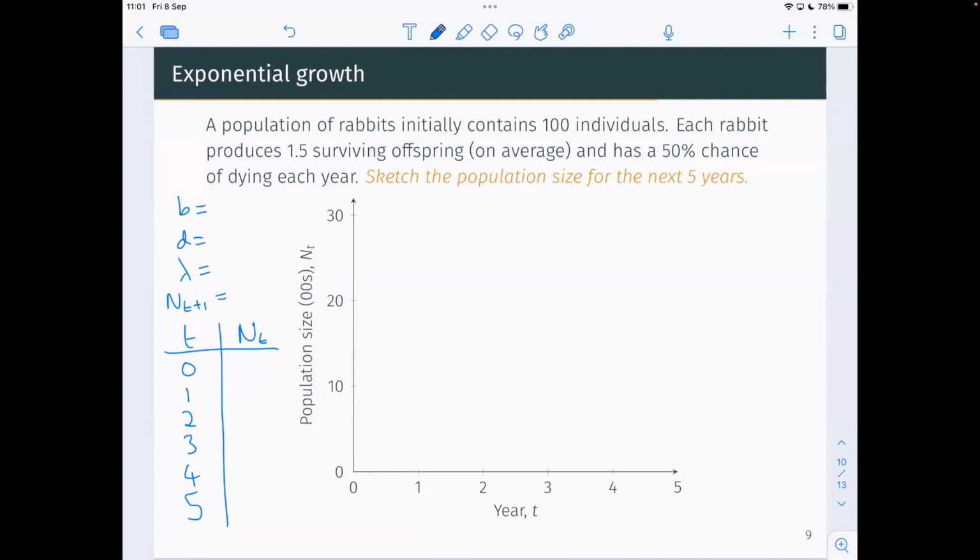Can anyone tell me what the value of B is? 1.5, yeah, so we can write that as just 3/2. D, 0.5 or half. And so lambda, 2. Yeah, so we have 1 plus 1.5 minus 1/2 gives us 2. So our formula for N_t is just going to be N0 times lambda to the t. We have 2 per t. And our N0 is 100.